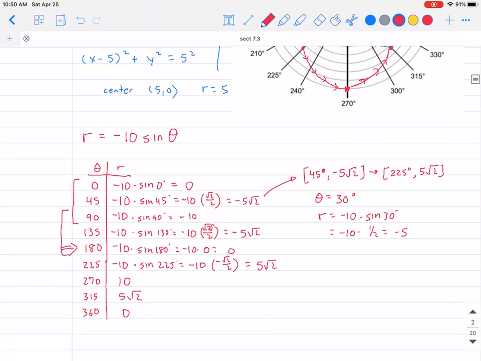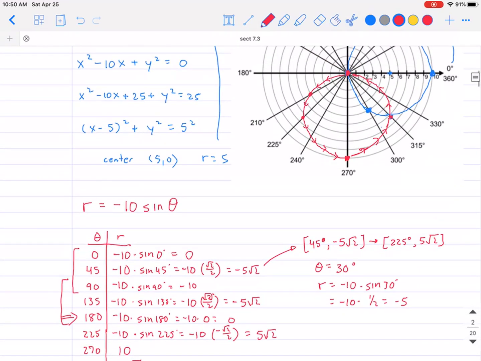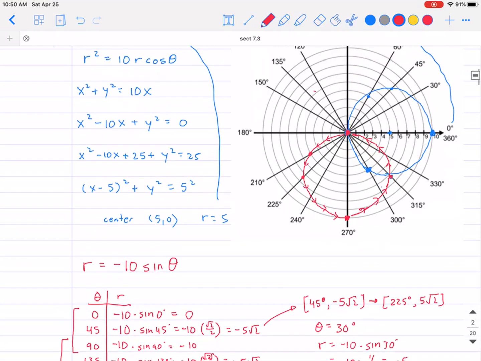So I think we can probably make a good conjecture as to what's going to happen now, because afterwards, for the values that I wrote out from 180 to 360, you can see that the radii are going to be positive. So you're just going to go back into that same circle once again. And because it's the same path, we don't even bother graphing it, because we have the actual graph.